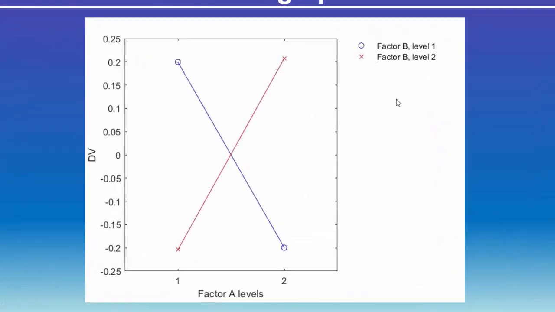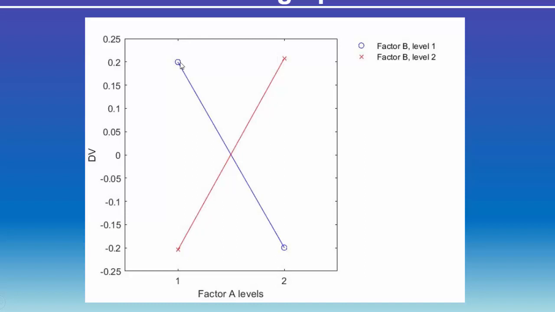We have two factors here. I've called them A and B. You can substitute in any factors that you like, your favorites. And we're dealing here, just to start with, simply with a 2x2 between subjects ANOVA, but actually it works for any 2x2 ANOVA. So factor A has two levels, 1 and 2, and factor B has two levels, 1 and 2. Here they are depicted: factor B level 1 is a blue line with circles, and factor B level 2 is a red line with crosses.